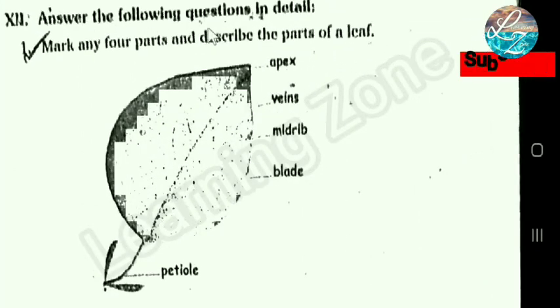Answer the following questions in detail. Mark any 4 parts and describe the parts of a leaf. Draw this leaf. The parts of the leaf are apex, veins, midrib, blade, petiole.